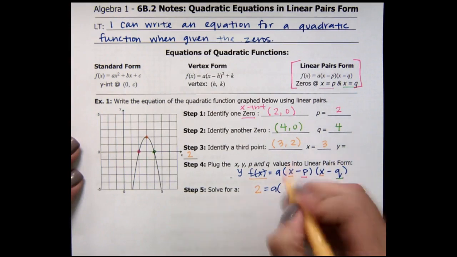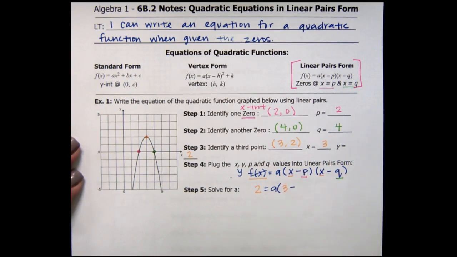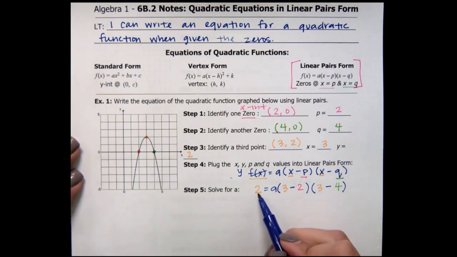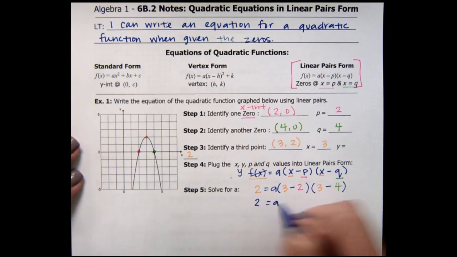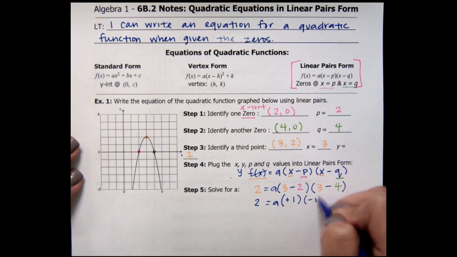Parentheses, x is 3, minus, that minus sign has to stay, it's part of the formula, 2, x again, so I'm going to write that 3 again, minus q is 4, and close parentheses. Now 2, can't do anything with it, it's going to stay the same. A is going to stay because that's what I'm solving for. 3 minus 2 is positive 1. 3 minus 4 is negative 1.